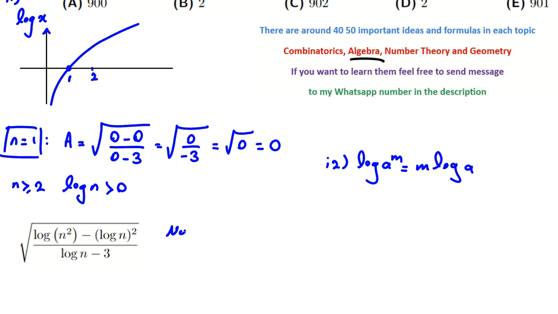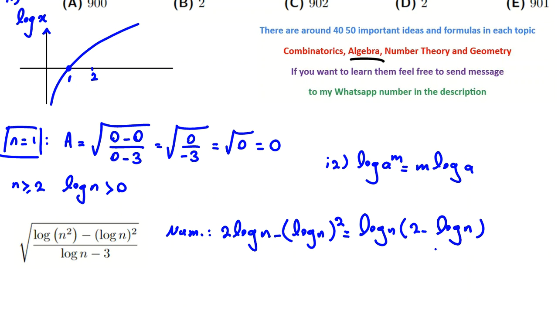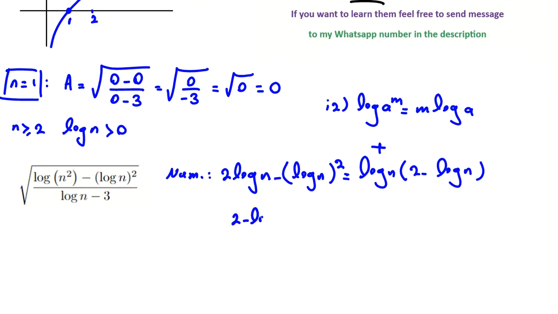So if you consider the numerator, this will be 2 log n minus (log n) squared. If you factor out log n, it will be log n times (2 minus log n). We know log n is positive, as we proved. So for 2 minus log n, we want to see in which case it is positive. If 2 minus log n is positive, then 2 is greater than log n, and by the definition of logarithm, because it is increasing, n is less than 10 squared, or 100.